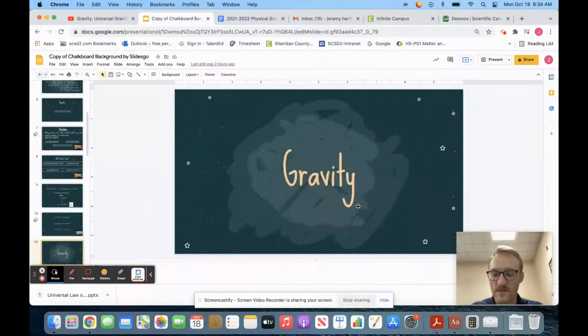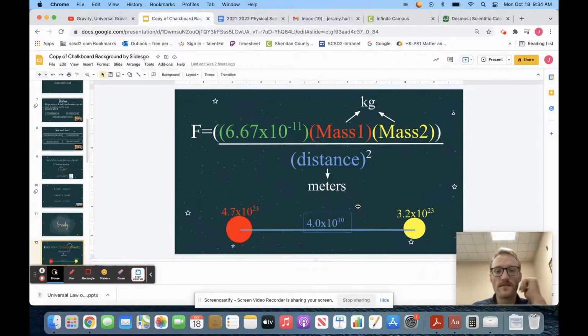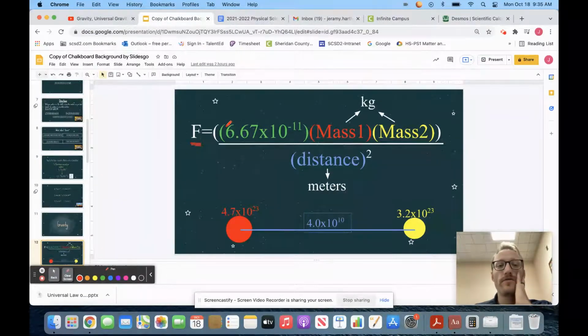So now don't freak out when you see this equation. But I want you to write this into your notes. So this is how we do this, okay? So what this is saying is the force of gravity is equal to, this is our gravitational constant. Okay, so this never changes. So make sure you have that in your notes. Okay, so that never changes. That's our universal gravitational constant.